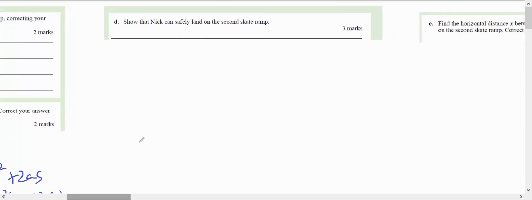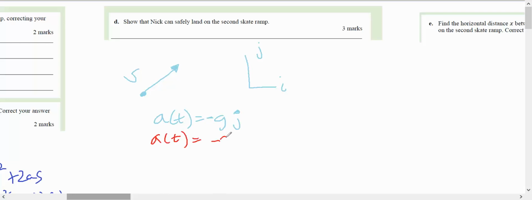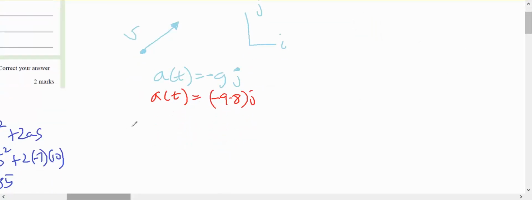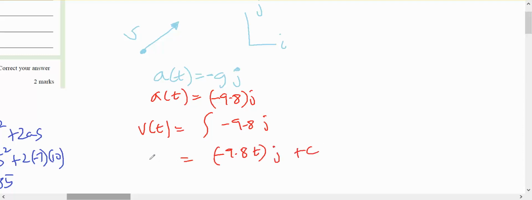So what I'm going to consider is I have this velocity going in that direction, but if I consider I and J, the only acceleration that is happening is gravity, and that's in the J and it's negative. So let's call the acceleration with respect to T equal to -9.8 in the J. That is the only acceleration that's happening, which means the velocity is going to be the integral of -9.8 in the J, which is going to equal -9.8 T in the J plus some constant C.